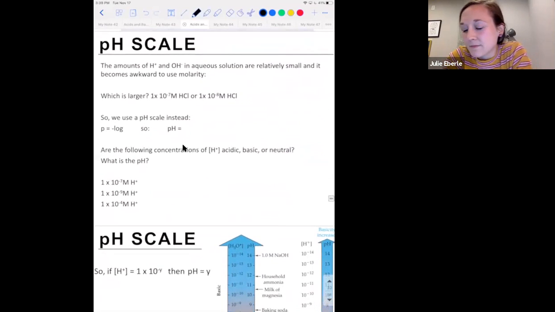pH scale. Because all this exponent stuff is nuts, the pH scale is going to simplify this. The pH scale is nice whole numbers between 1 and 14. You can have decimals, but you don't deal with all these negative exponents. And the reason this is nice, it just becomes really awkward to use molarity. And I'm gonna prove that.